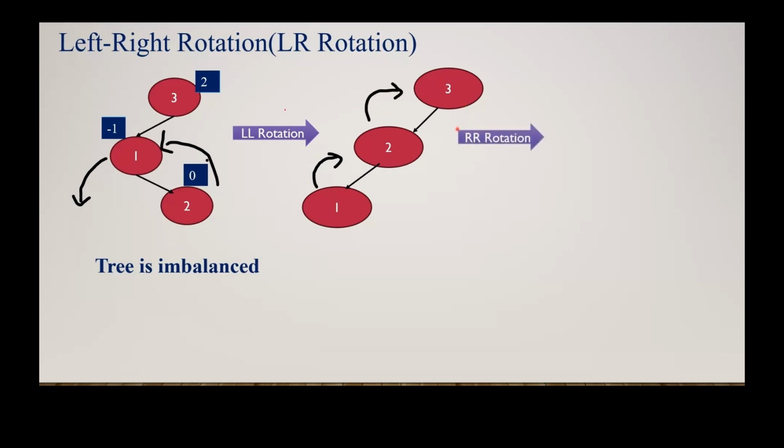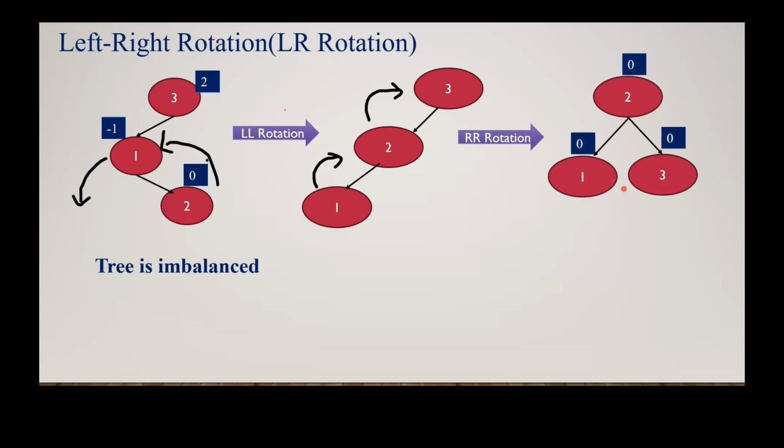So after performing this operation, we get the tree. Now we have to check whether it is balanced or not. So we have to check the balancing factor. Each and every node comes under the balancing factors -1, 1 and 0, because all are 0. So it is a balanced tree. So after LR rotation, the tree is now balanced.